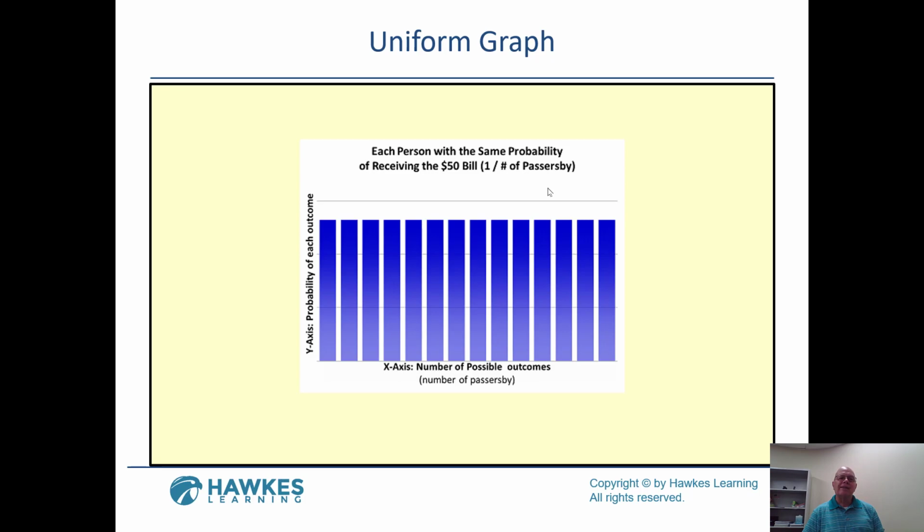Next, here's an example of a uniform graph where almost all the frequencies, which are represented by the vertical axis, almost all of them are the same. In this picture, someone obviously made one that had exactly the same frequency all the way across, but that gives you an idea. Even if it's close to that, we would call it a uniform graph.